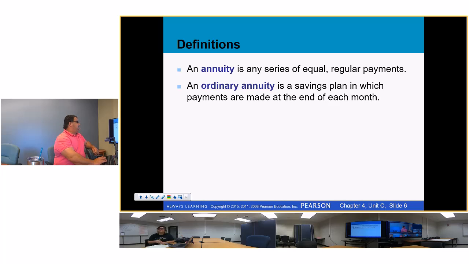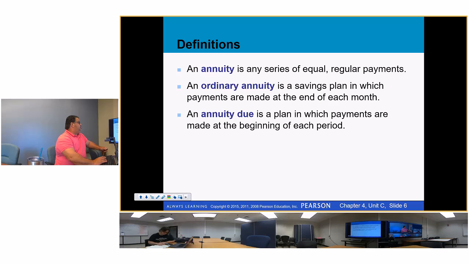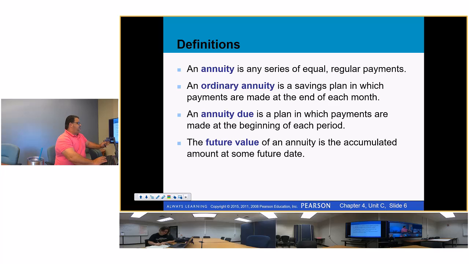An ordinary annuity is a savings plan in which payments are made at the end of each month. An annuity due is a plan in which payments are made at the beginning of each period. These are just for your information. You don't have to write these down. The annuity, you need to know what an annuity is.